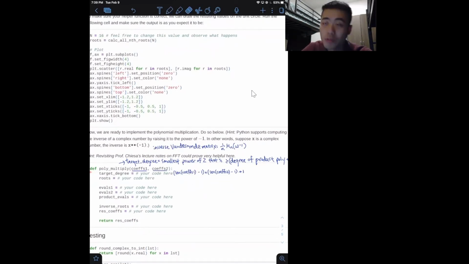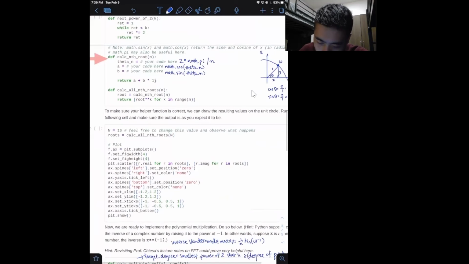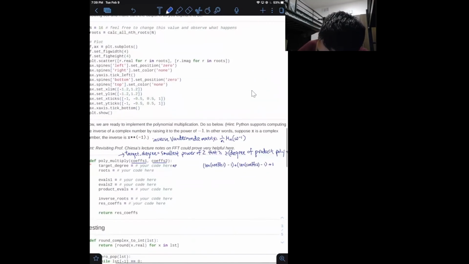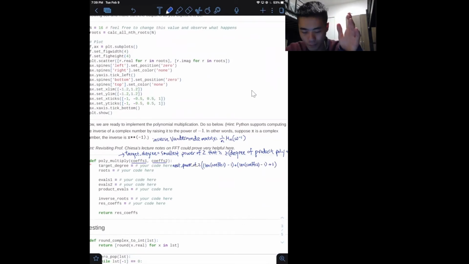We want to calculate our polynomial at that many points, but we also need to add one thing over here, and it is to call our helper function next power of 2. What next power of 2 will do is take the degree of the product polynomial plus 1 and round it up to the next power of 2, okay? Because we're always passing in a number of roots of unity that is a power of 2, okay?